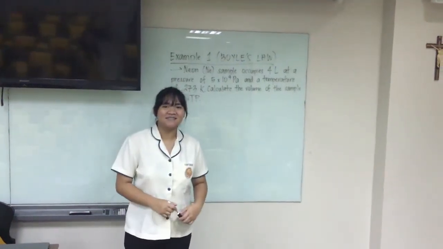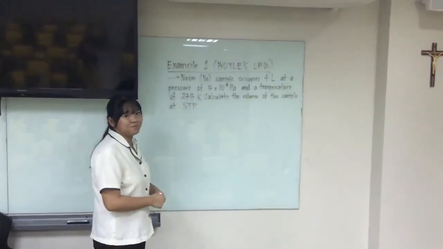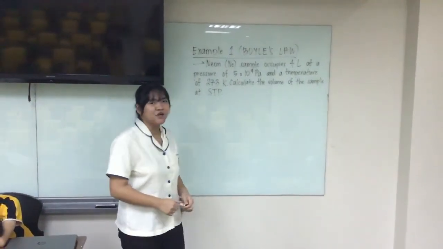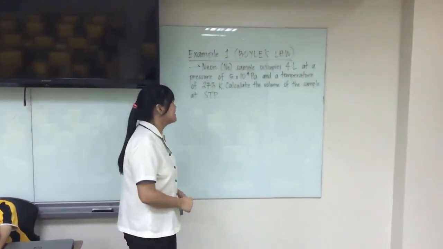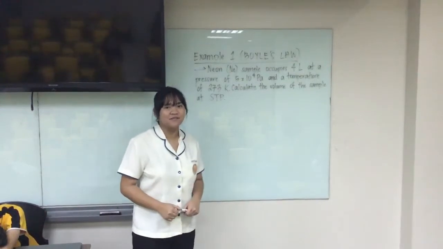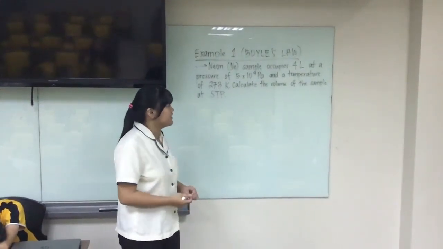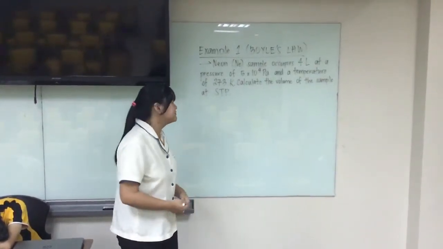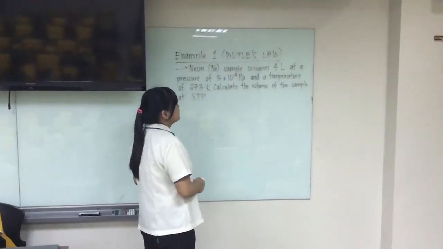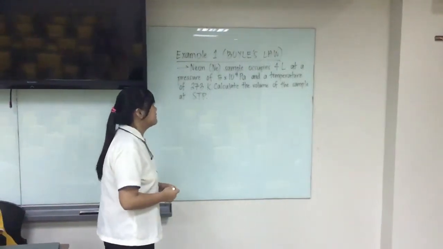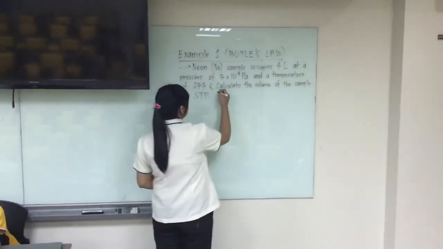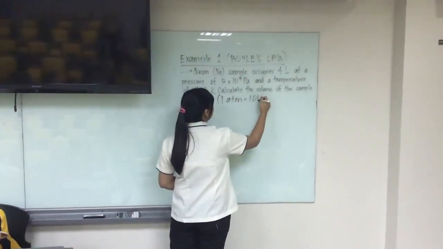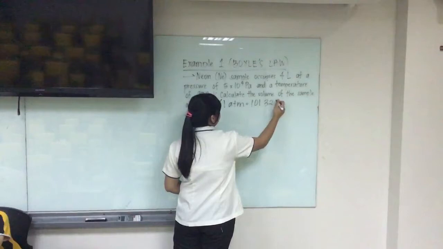Alright, to solve the correct answer, let us solve it manually. Let's read the problem again. A neon sample occupies 4 liters at a pressure of 5 times 10 raised to 4 pascals and a temperature of 273 Kelvin. We are tasked to calculate the volume of the sample at standard conditions of temperature and pressure. Since 5 times 10 raised to 4 pascals is our initial pressure, we shall convert STP, which is 1 atm, into pascals, which is equal to 101,325 pascals.